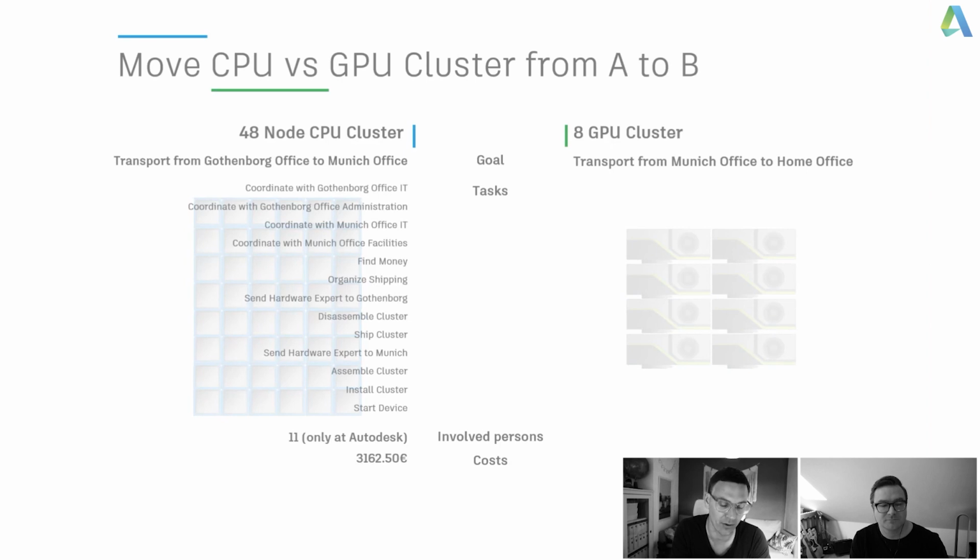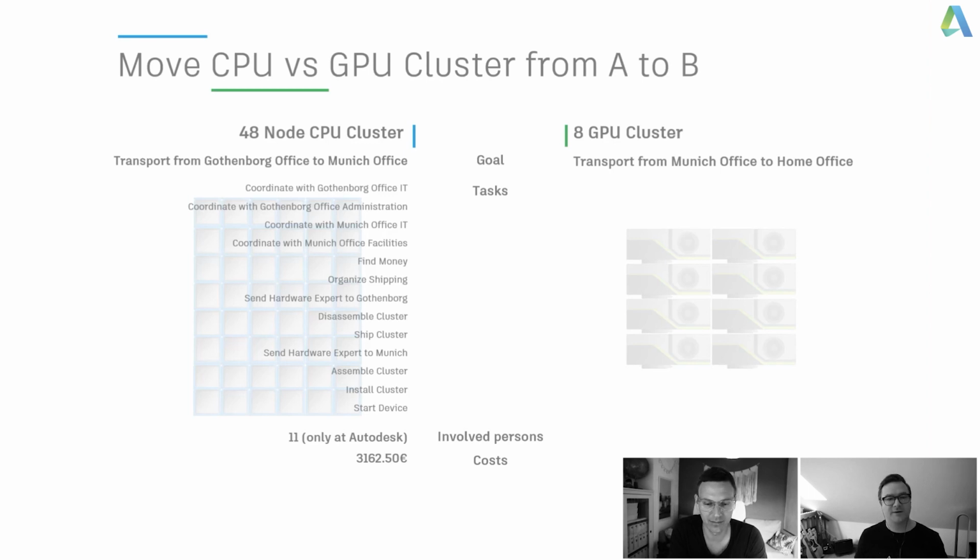It wasn't easy to ship it from A to B because we couldn't just put it on a pallet like this. There was a lot of effort in coordinating the transport. We also needed to make sure that there is space in the Munich office, that the cooling is available, that the power supply is given, and so on. So a lot of people were involved in this process, and I think that's not only at Autodesk. I think that's always the case if you want to work with this kind of special hardware.